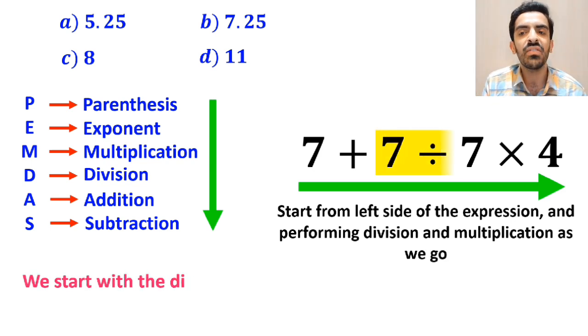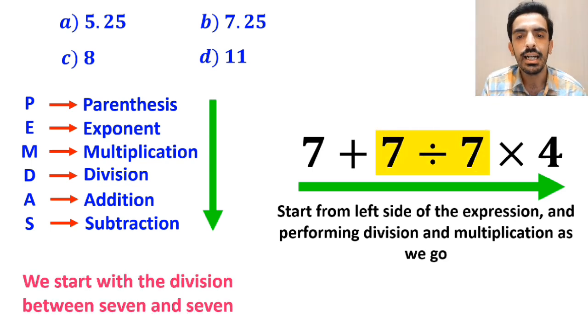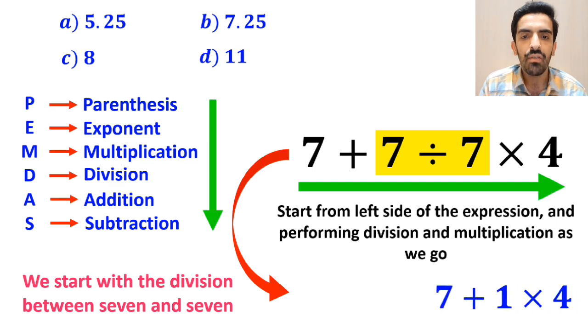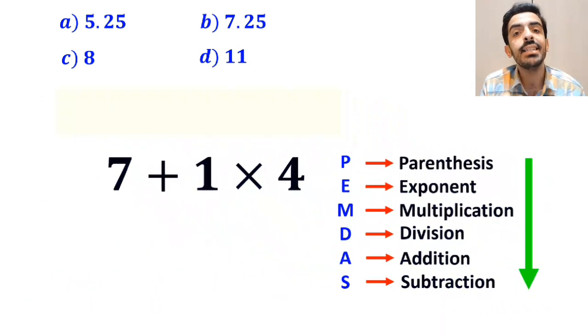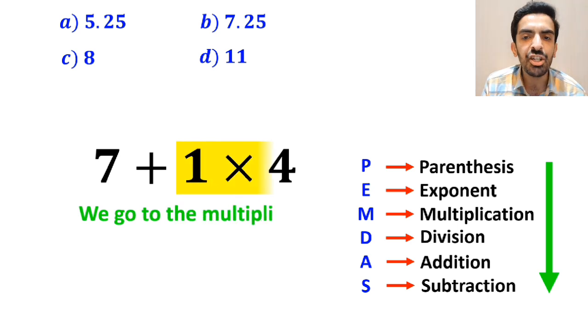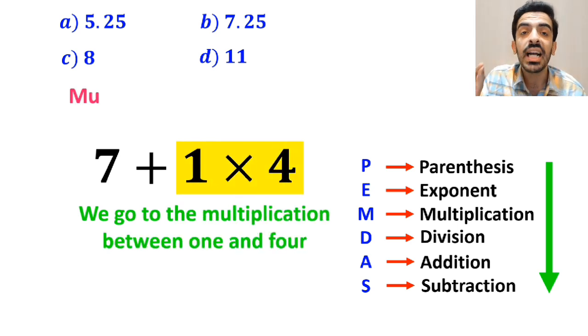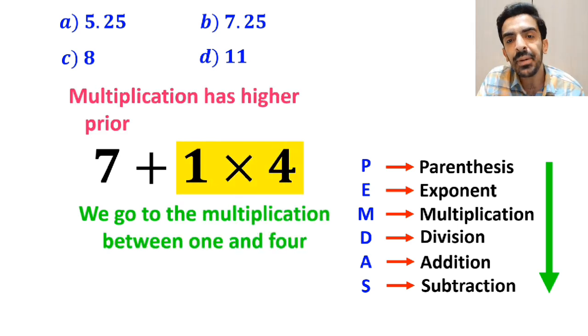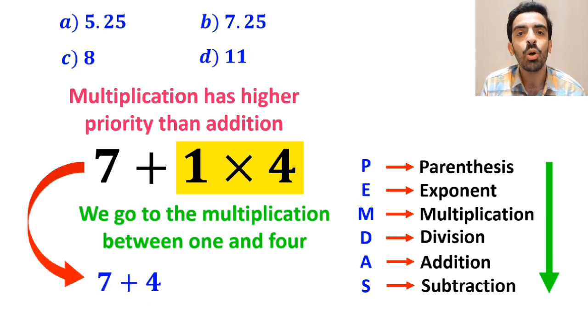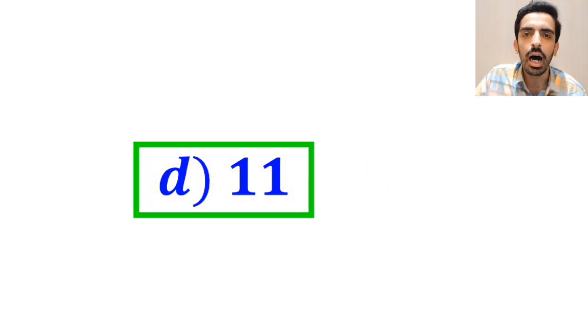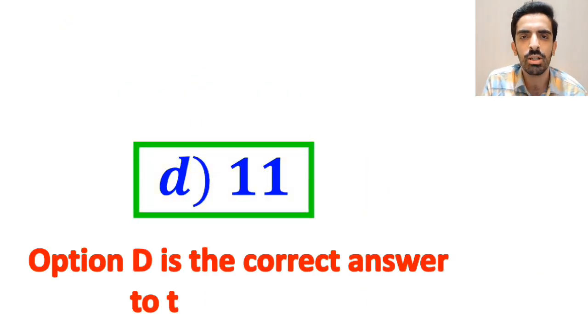So, we'll start with the division between 7 and 7. And instead of this expression, we can write 7 plus 1 multiplied by 4. And the next step, we go to the multiplication between 1 and 4, because multiplication has higher priority than addition. So, this expression simplifies to 7 plus 4, which ultimately gives us the answer 11. Therefore, option D is the correct answer to this question.